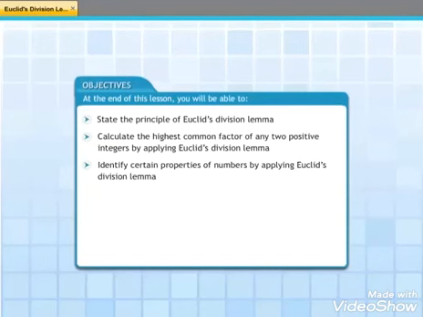At the end of this lesson, you will be able to state the principle of Euclid's division lemma and calculate the highest common factor of any two positive integers by applying Euclid's division lemma. You will also be able to identify certain properties of numbers by applying Euclid's division lemma.